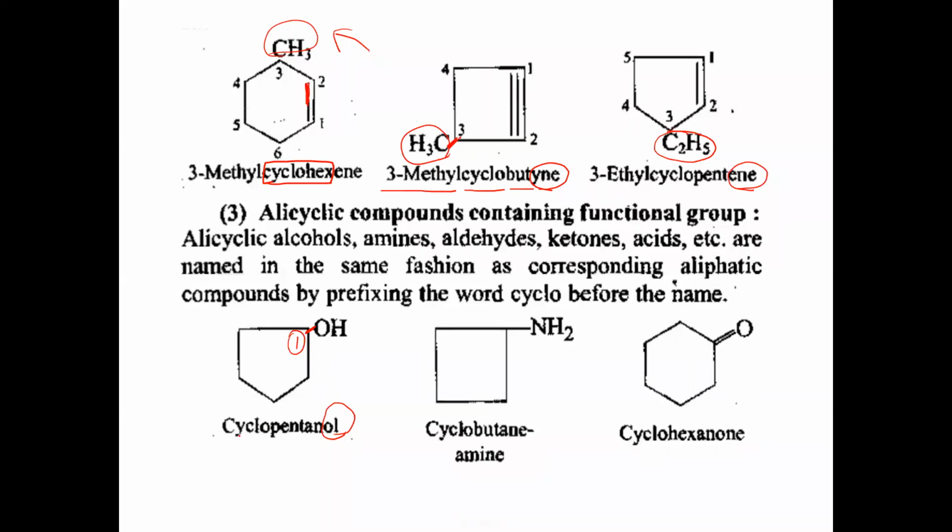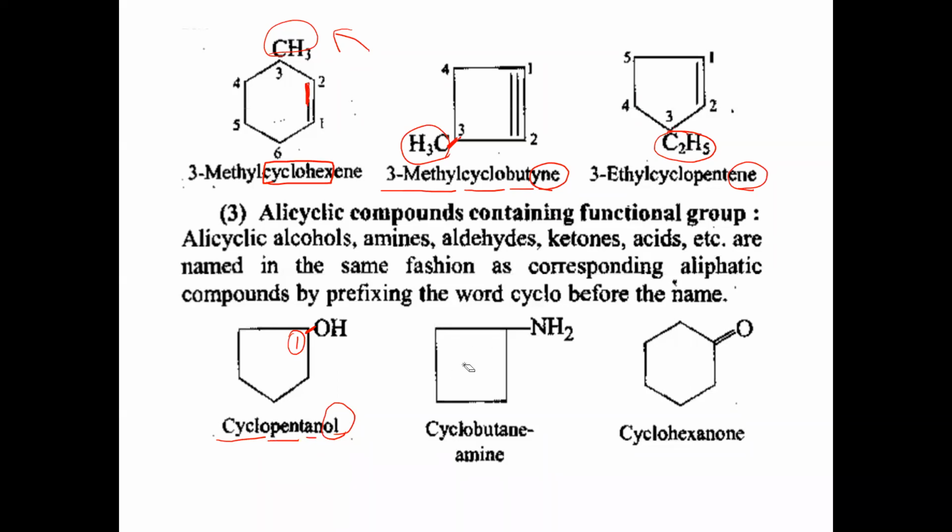So cyclopentane and ol, cyclopentanol. Here, a-n-e indicates single bonds between all carbon atoms. Ol indicates the secondary suffix of the principal functional group. Here only the OH group is there, so the OH group itself acts as the principal functional group. For the principal functional group, we have to use the secondary suffix name. Okay, like that.